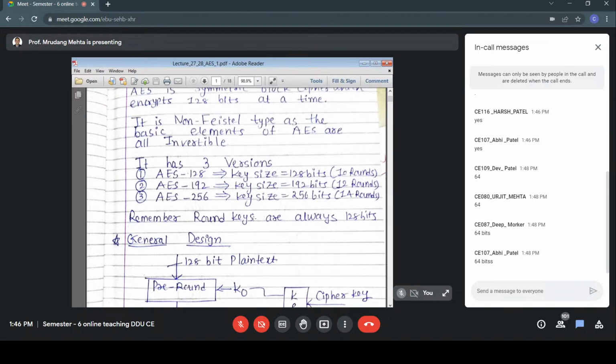And the round keys are always of 128 bits. What is a round key? Round key is this, and this is the cipher key. Round key is 128 bits. What is the round key size in DES? Can anybody tell?